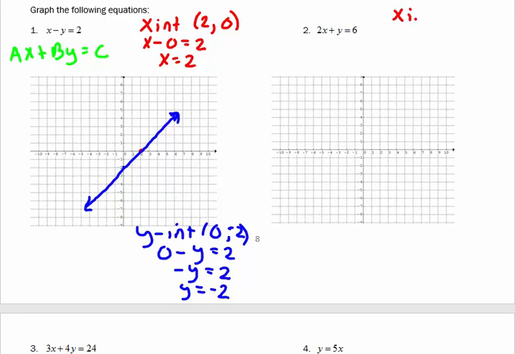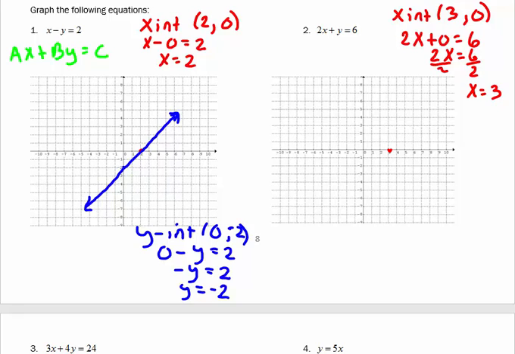To find the x-intercept, I'm going to let y be 0. When I let y be 0, I get 2x plus 0 equals 6. So 2x would equal 6, divide both sides by 2, and x is going to equal 3. So my x-intercept is (3, 0). So putting a dot at (3, 0).